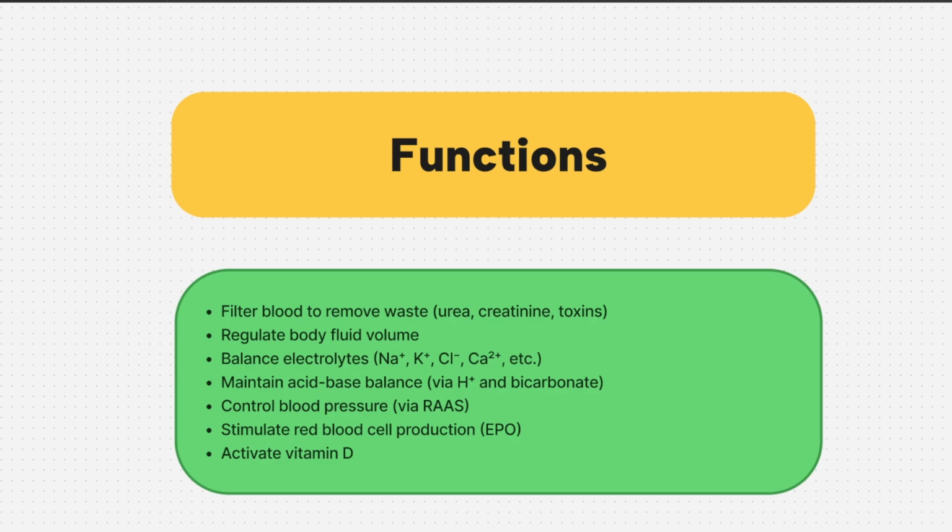EPO, or erythropoietin, is a hormone that stimulates red blood cell production by the bone marrow. So in this case, it functions as an endocrine organ. And the last thing is it activates vitamin D. It's not a homeostatic function, but we'll also talk about that later.